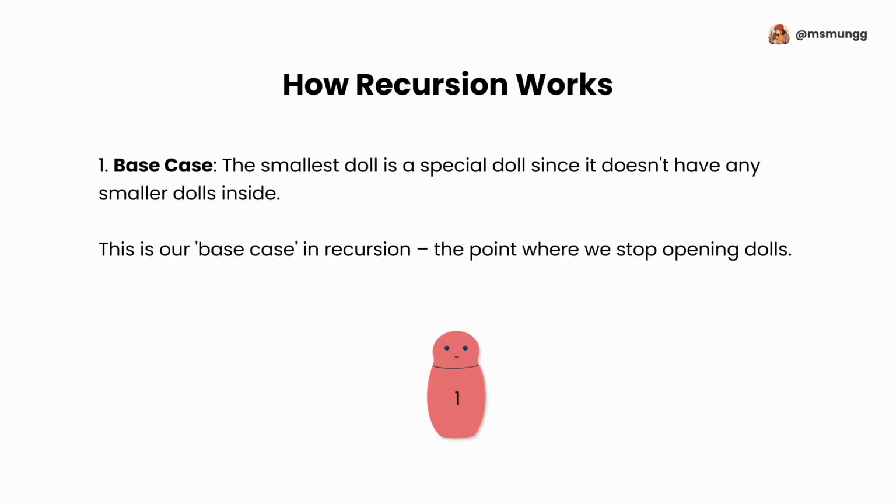Here's how recursion works. 1. Base case. The smallest doll is a special doll since it doesn't have any smaller dolls inside. This is like the base case in recursion. It's where we stop and don't keep opening dolls.